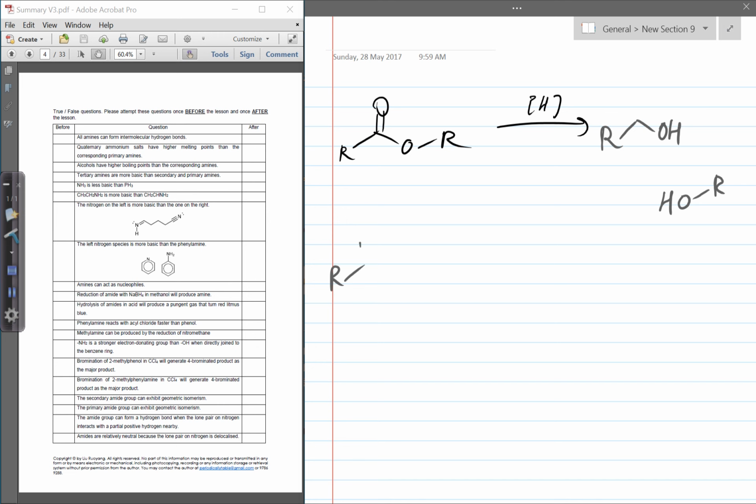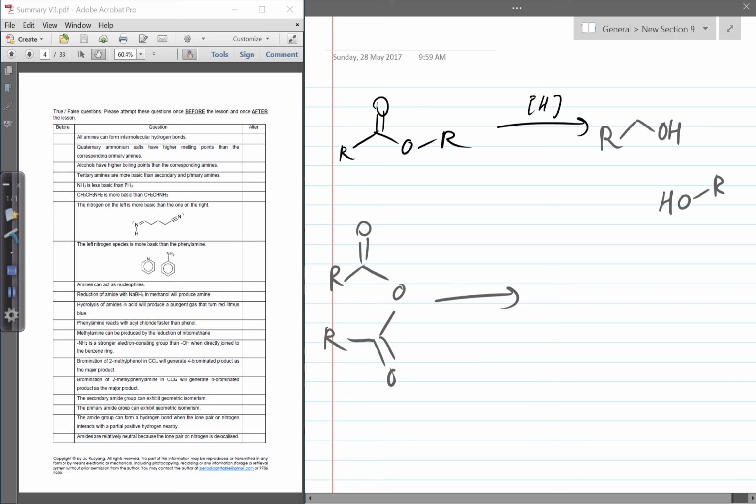So now, what if you have this thing and you reduce it? It's the same, isn't it? So in order to picture this, first you break here, separate the two, change this to an OH, change this to an OH. So for this it is the same. You can do it step by step or do it all together, it doesn't really matter.